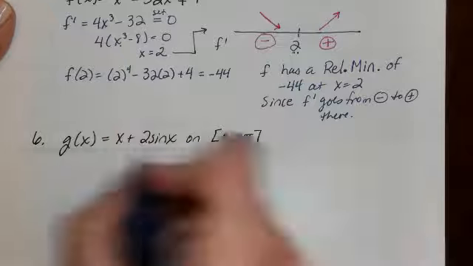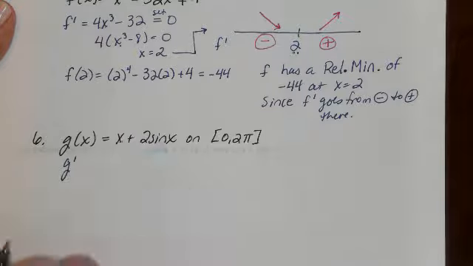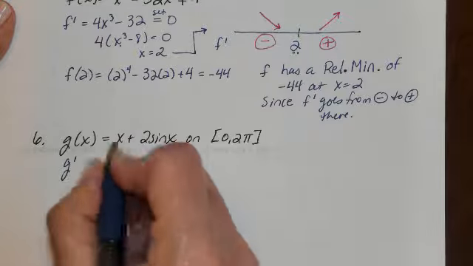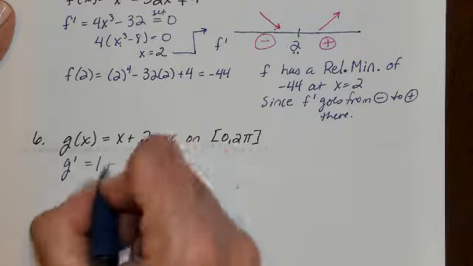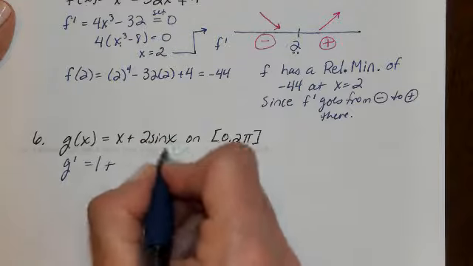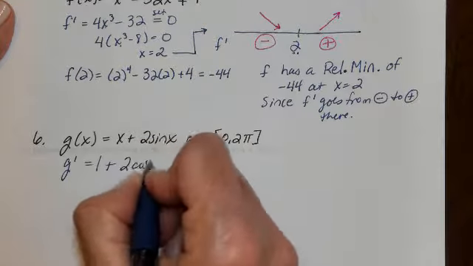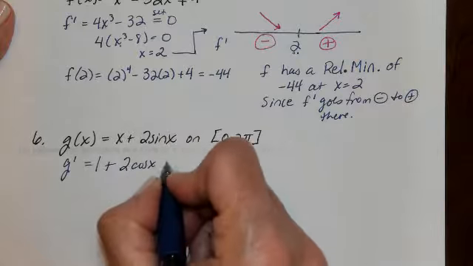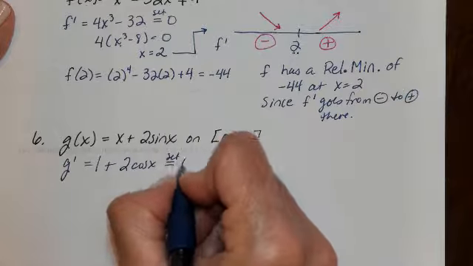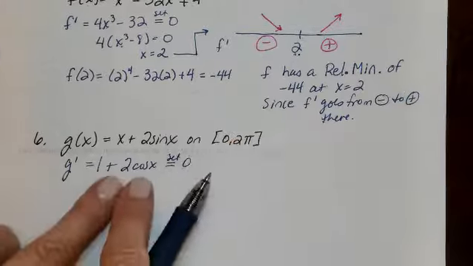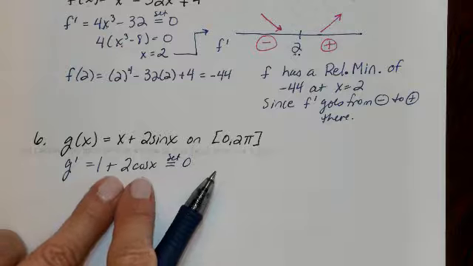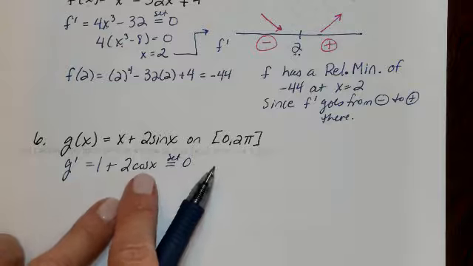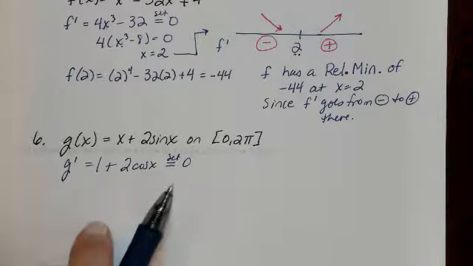Find the relative extrema again. So G prime, find the derivative. The derivative is going to be 1 plus, what's the derivative of 2 sine x? 2 cosine x. We're going to set that equal to 0. Now before we solve this, I want to take a look at this. Does anything make this derivative undefined? No, cosine is never undefined, so we're good here.